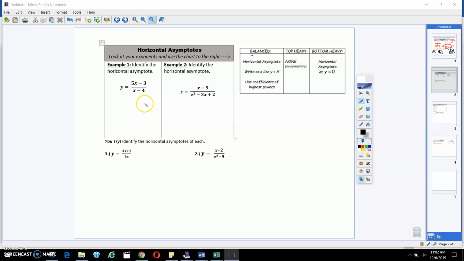All right, so for horizontal asymptotes, what you're going to do is use these three rules that we learned yesterday. If it's balanced, that means the exponents are the same. Then we're going to take the coefficients, set them over each other, and simplify. So this is going to be 5 over 1, which simplifies down to 5. So for our horizontal asymptote for number 1, it's going to be y equals 5.